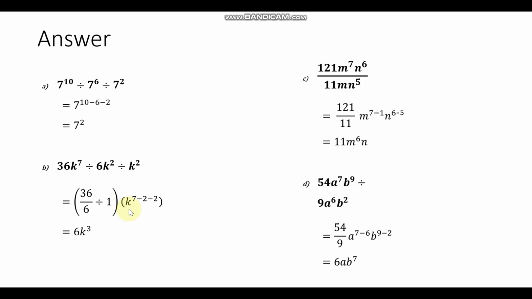For the second column, we got the terms k, and we minus all the values of index. 7 minus 2, we got 5. 5 minus 2, we got 3. So the final answer is 6k to the power of 3.